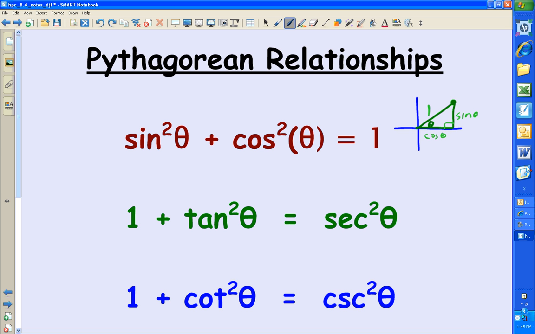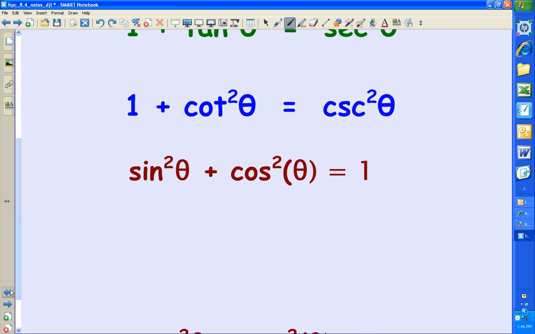The second one, the green one, 1 plus tangent squared is equal to secant squared. Where does that come from? Let me show you. I took sine squared plus cos squared equals 1. It's an equation. I can add stuff as long as I do it on both sides. I can subtract, I can divide, I can multiply. I'm going to multiply or divide each term by sine squared theta on both sides.